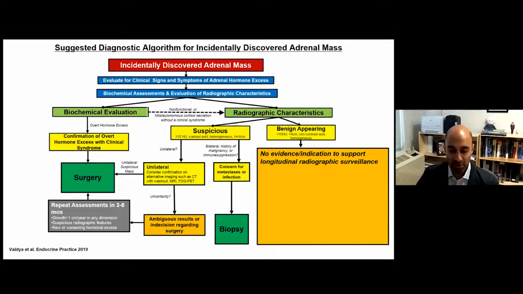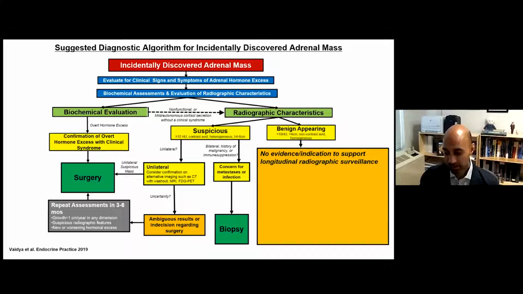In the past, people used to follow these with repeated CAT scans year after year. Longitudinal studies and large meta-analyses have shown that once you have seen a lipid-rich, benign-looking lesion, the likelihood that it will transform to something malignant or grow appreciably is extremely low, almost zero. So you don't need to keep imaging it year after year.